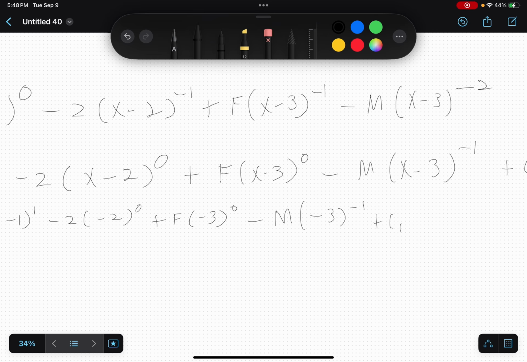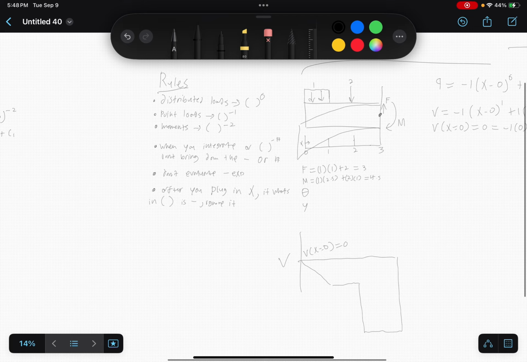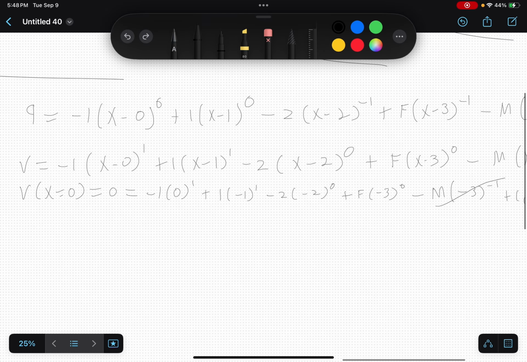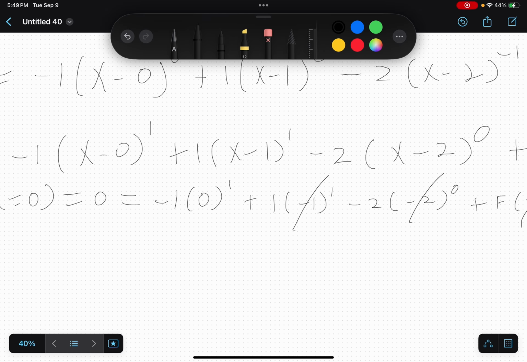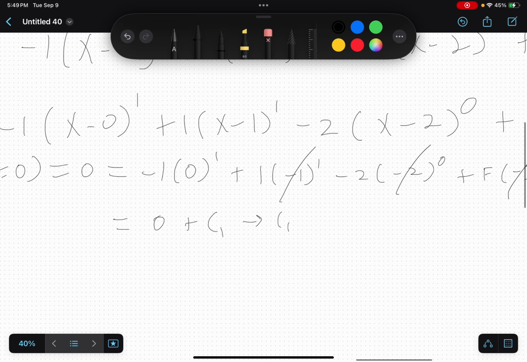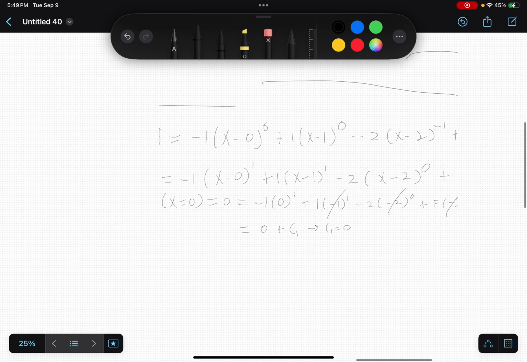So don't evaluate negative exponents, so that gets canceled out. After you plug in x, which we did, we plugged in 0 for x, if what's in the parentheses is negative, then ignore it. Ignore, ignore, ignore. So all we're left with is this term, which 0 to the 1 is still 0, so we just get 0 plus c1. So then we conclude that c1 equals 0. Cool.